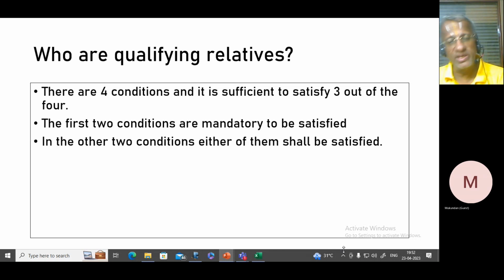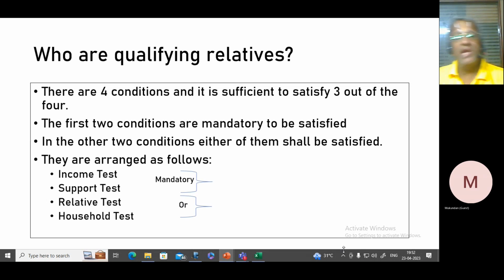In the other two conditions, either of them shall be satisfied. Correct? They are arranged as follows. The income test and the support test are mandatory. What are the two? Income and the support test are mandatory. There is no choice that you are provided with, no relaxation. The next, relative test or household test, between the two, one has got to be satisfied.